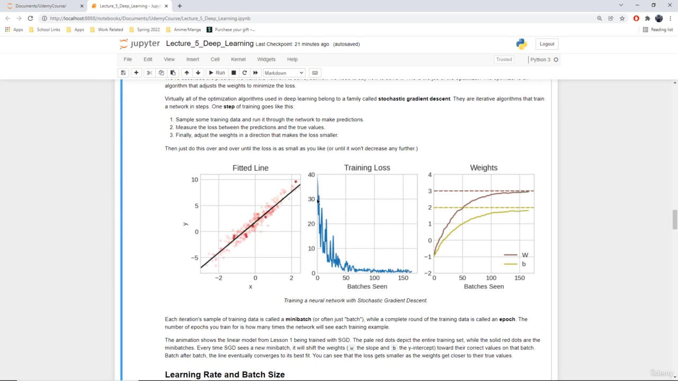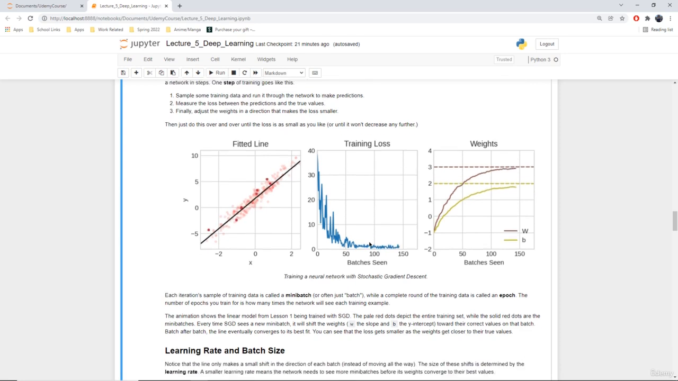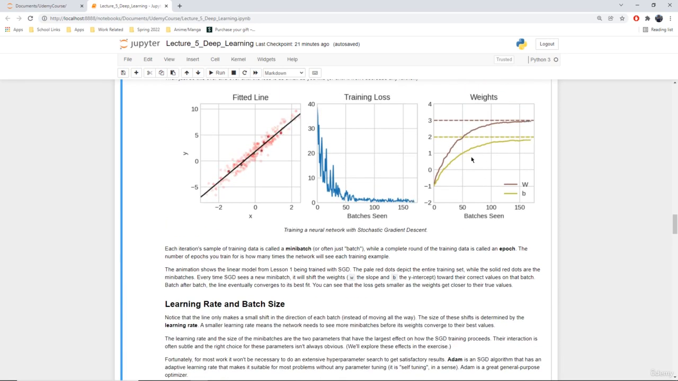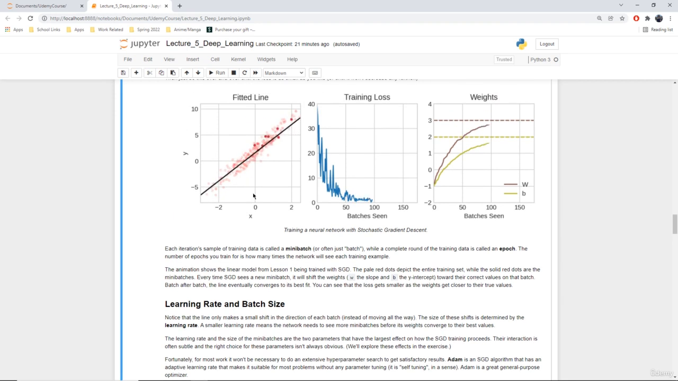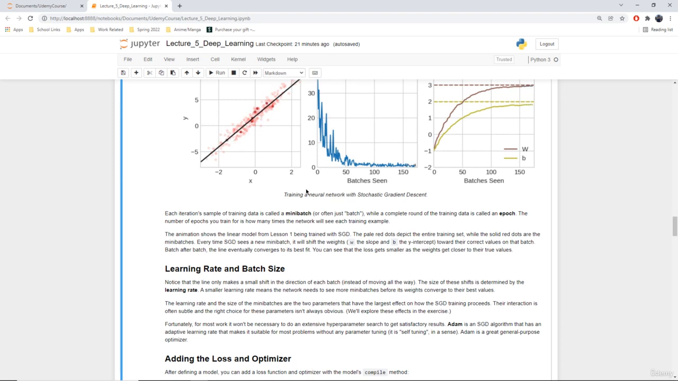You can also see the loss as a function of the batches seen. The loss is oscillating, but the oscillations are getting smaller. It's converging to a value that is better, that we might like. And you can see the weights being adjusted in this diagram as a function of the batches being seen. You might notice that this line is moving very slowly, in very small iterations. We actually can change that.